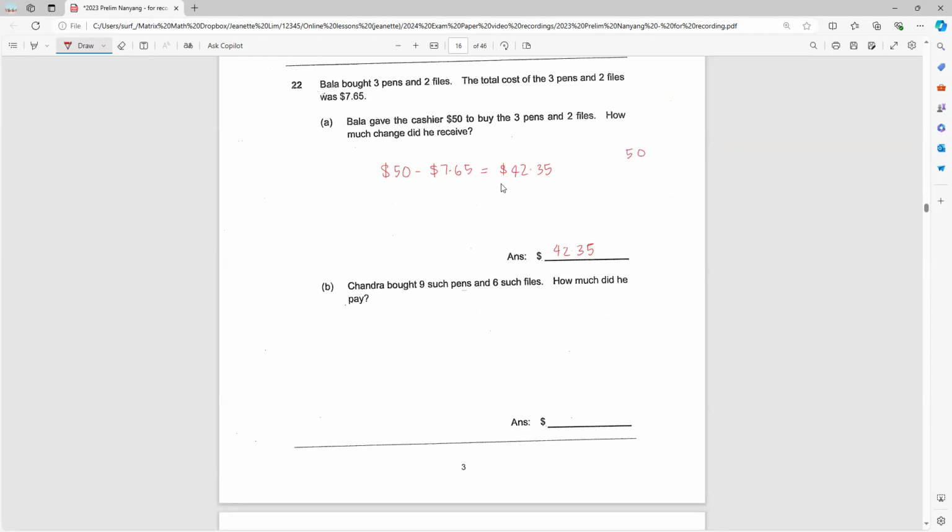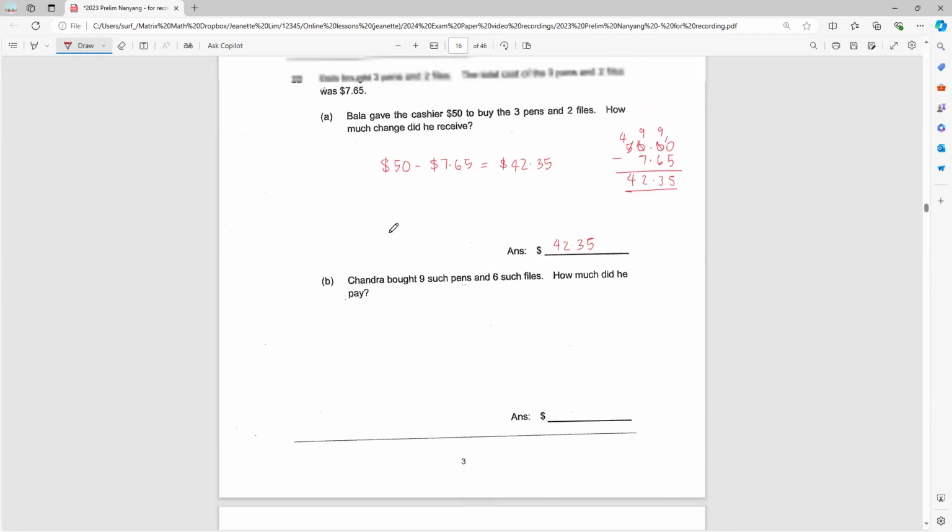If you want to do the working, you have to write 50.00 and then you minus 7.65. Okay, so you borrow from the 5, becomes 4. Then you borrow again to the next number. You borrow again, this is 10. 10 minus 5, 9 minus 6. This is 2, 4. Okay, so 42.35.